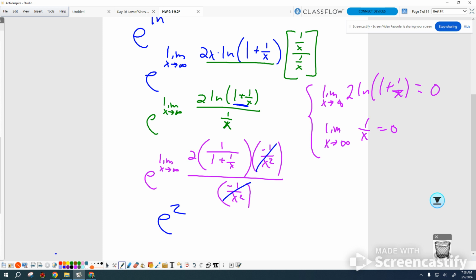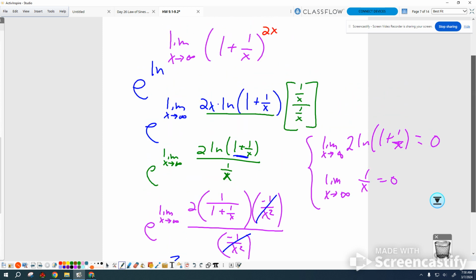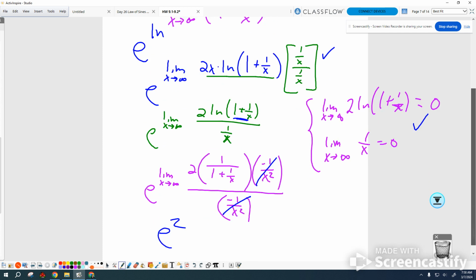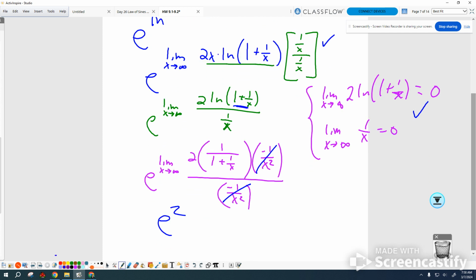So I needed to see that you knew to do e to the ln. I needed to see that you knew to bring the exponent down. I needed to see that you created a fraction. I needed to see that you tested each piece for L'Hopital's. Then that you were able to do the derivative correctly and remember chain rule for this one. And that they reduced and that you were able to evaluate.